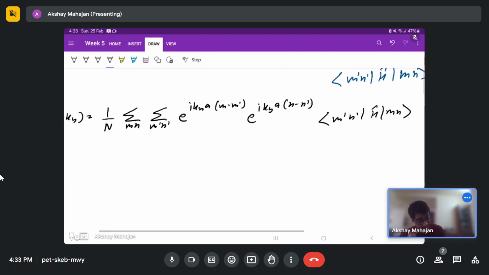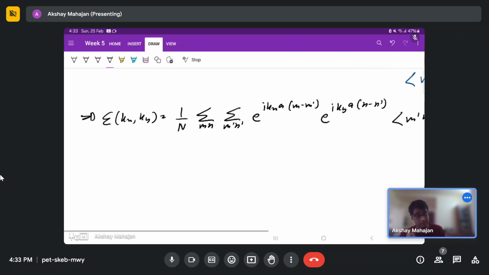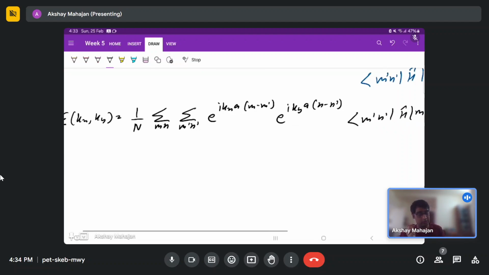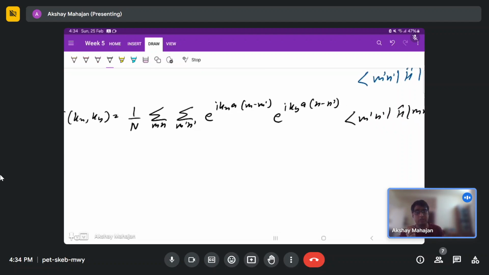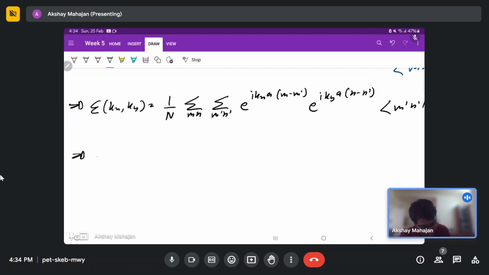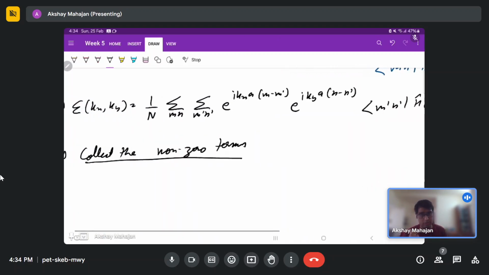Now we have to collect all the non-zero terms. We know that not all the terms are going to be non-zero. Most of the terms are going to be zero because we are just considering the nearest neighbor interactions only. So from this summation we have to collect the non-zero terms.